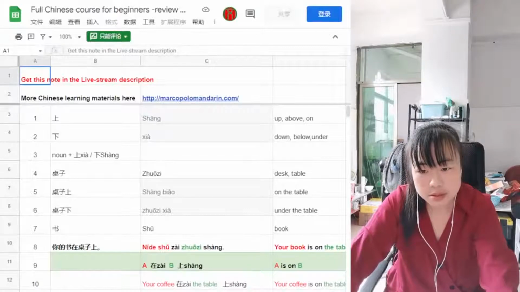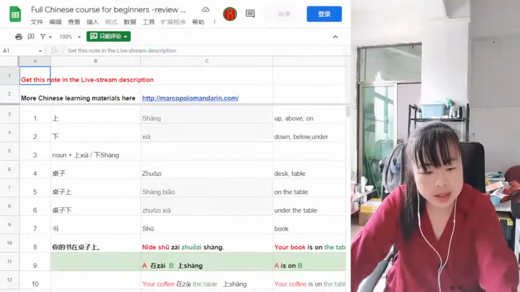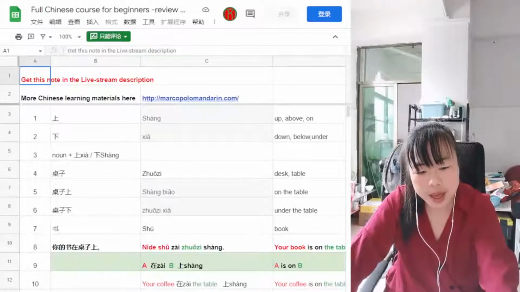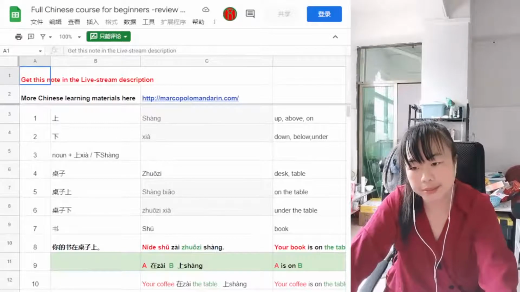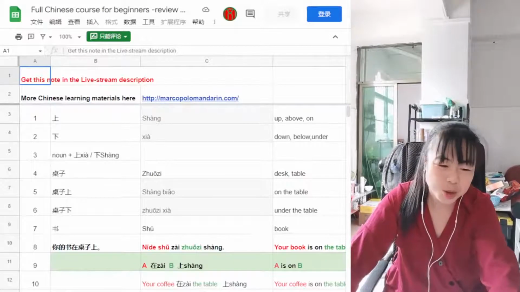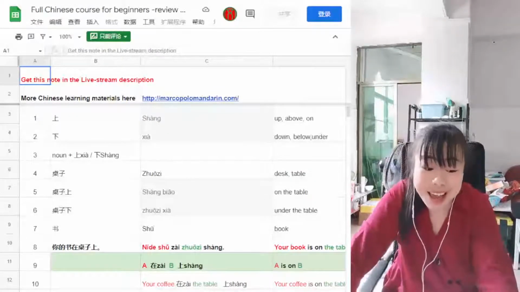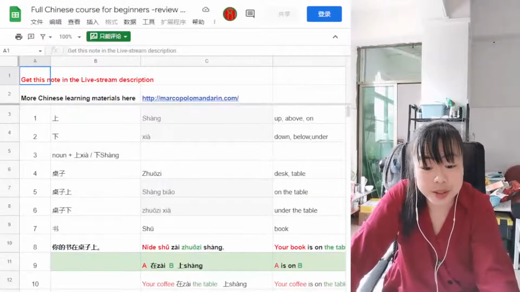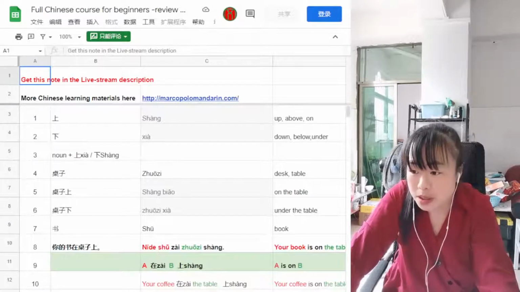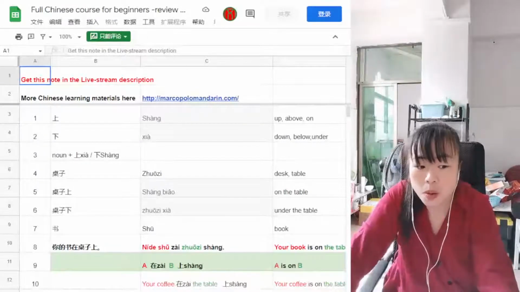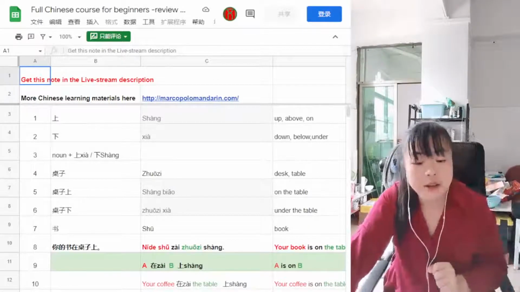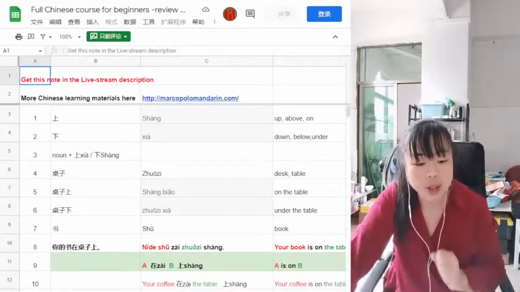东 means east. 西 means west. 南 means south. 北 means north. Okay. Which is very similar to our previous patterns. For the 东西南北, when we use these words with only one syllable, we are most likely to put another noun. For these directions, mostly it's a location before it.